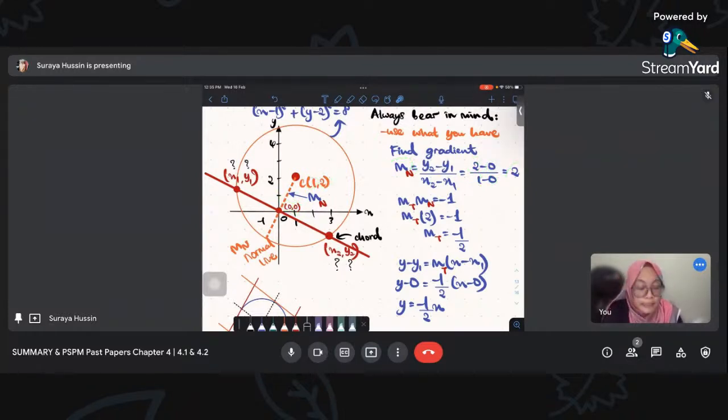Kalau you tak tahu ini untuk normal, you akan rasa oh ni tangent kot. Tak boleh main teka-teki. Cannot. You kena faham di manakah kedudukan normal. Apakah yang you ada. You ada 2 point. And then aku boleh cari normal line. When I have the gradient for normal, I can find the gradient for tangent.